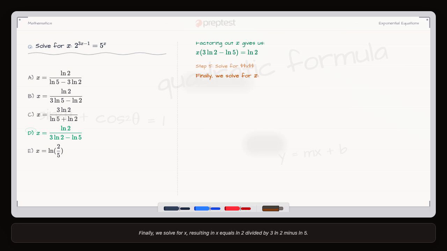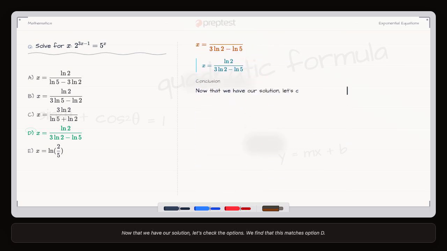Finally, we solve for x, resulting in x equals ln 2 divided by (3 ln 2 minus ln 5). Now that we have our solution, let's check the options. We find that this matches option D.